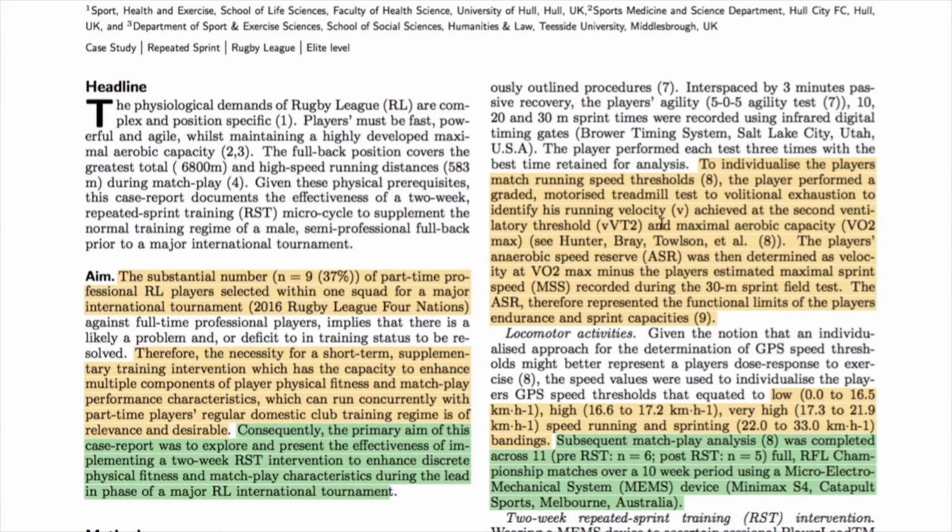And what else we did was to take the speed achieved during the maximal sprint speed test and then minus the maximal aerobic speed he achieved during the max test, and this gave us an estimation of his anaerobic speed reserve. We used these thresholds for the GPS metrics, and here they are listed, and that's what we used as a more individualized approach for monitoring our player with GPS.